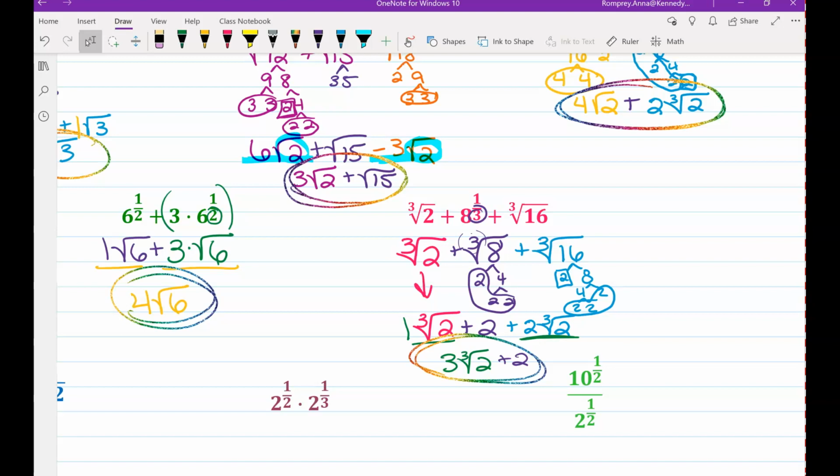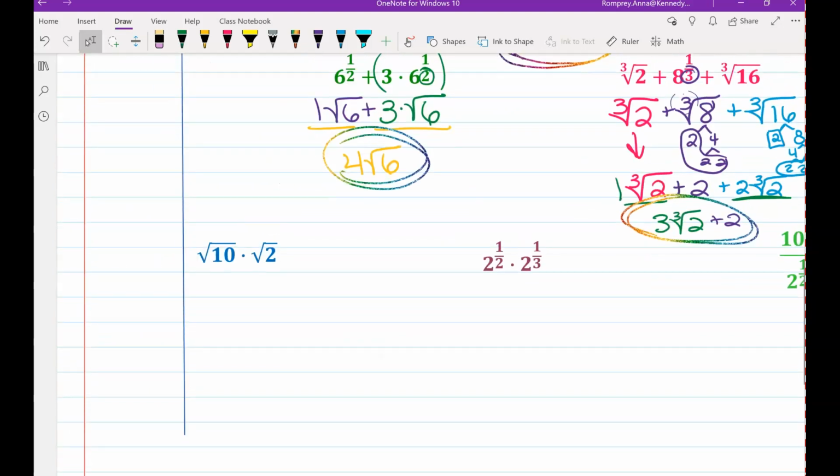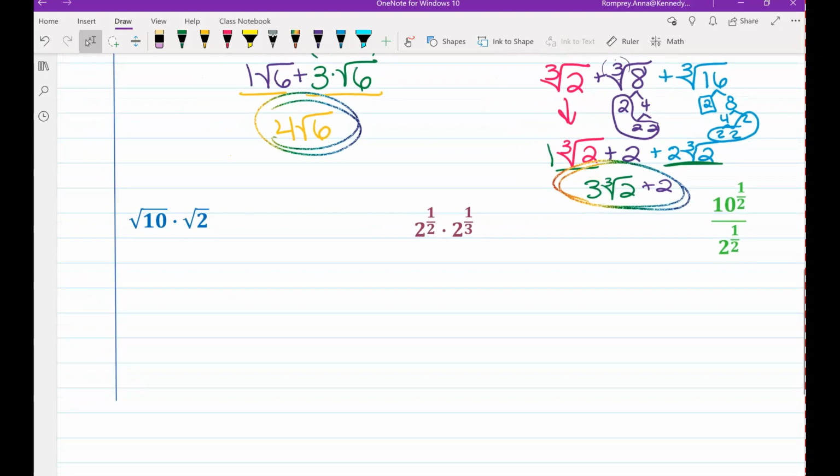So that was all addition and subtraction. The big thing is like terms. Make sure things are like terms so that you can actually combine them. So now let's look at some multiplication problems and a little division.